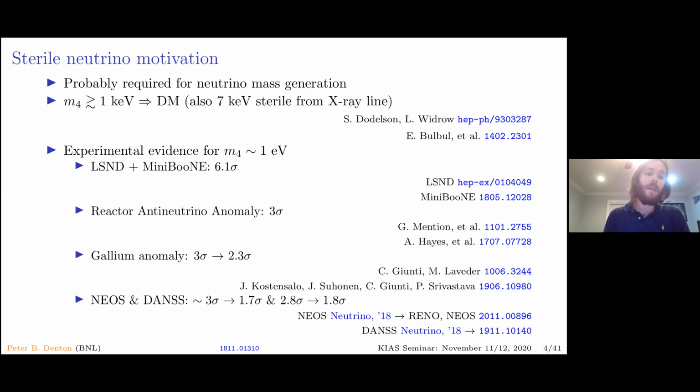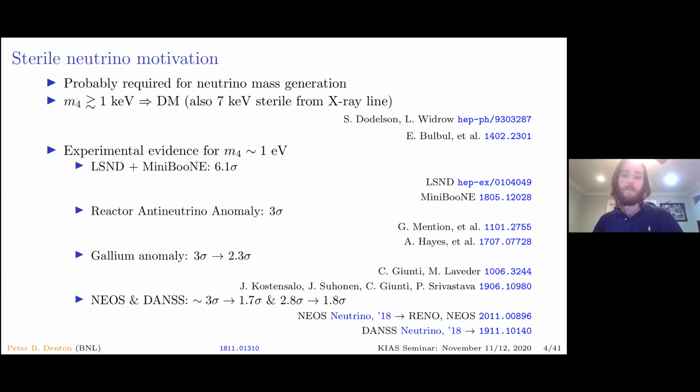The gallium anomaly is related to some older solar neutrino experiments. For these experiments, they used sources to calibrate them, and there was a deficit. So in some sense, this is very similar to the reactor antineutrino anomaly. That appeared to be 3 sigma in this paper by Giunti and Laveder from 10 years ago. But in a reanalysis by one of the same authors last year, they found the significance is actually much less.